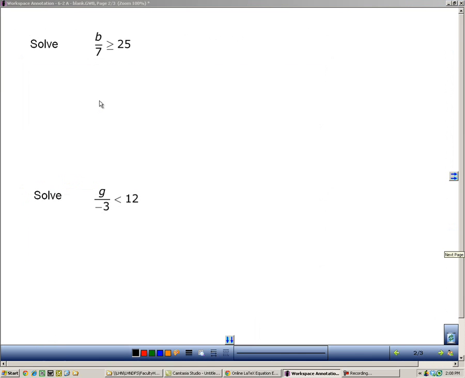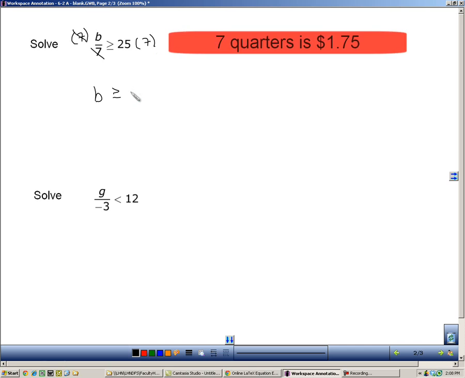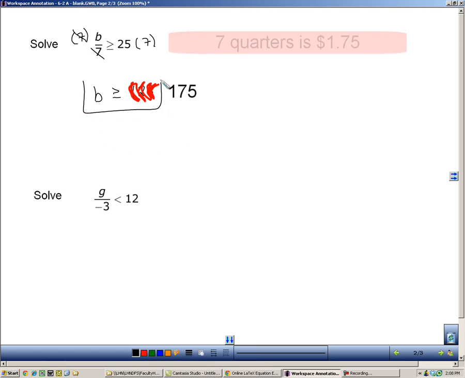Here we have some inequalities that need to be solved. This one for the letter B. The 7 is connected with division, so we're going to multiply both sides by 7. It's a positive 7, so I don't have to worry about switching any signs. So I end up with B is greater than or equal to 25 times 7, that's like having 7 quarters. If I have 7 quarters, I have $1.75. So, whoops, I have to remember that it's 175. So that's using the multiplication property.